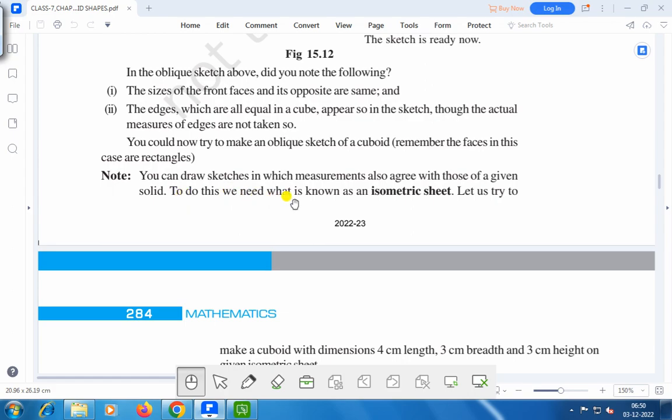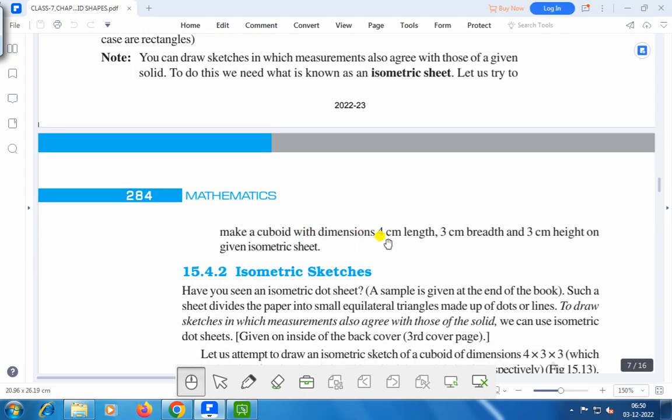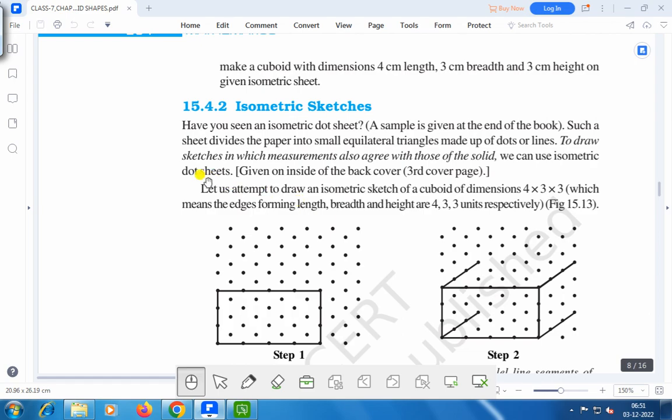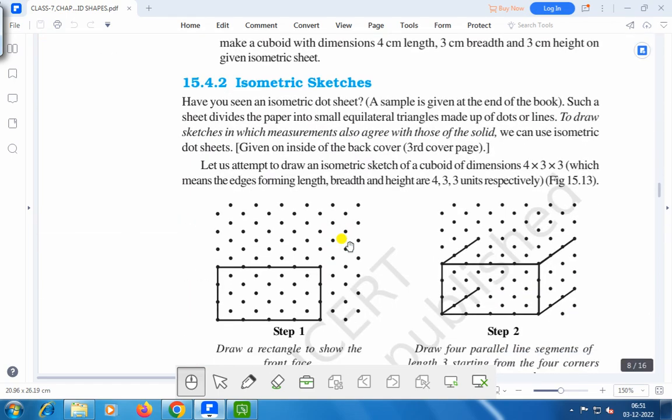To do this, we need what is known as an isometric sheet. Let us try to make a cuboid with dimensions 4 cm, 3 cm and 3 cm height on a given isometric sheet. Here you see these are the isometric sheets. You can make sketches with an isometric sheet. Have you seen an isometric dot sheet? This is the isometric dot sheet. A sample is given at the end of the book.